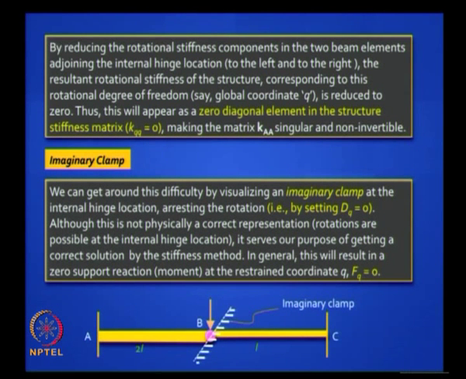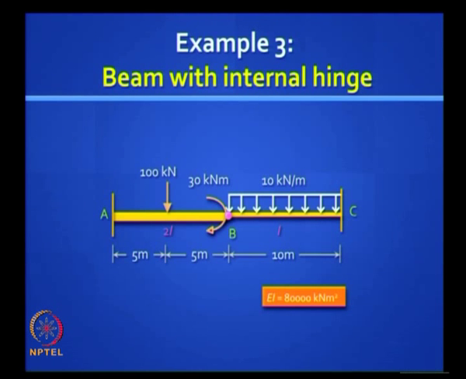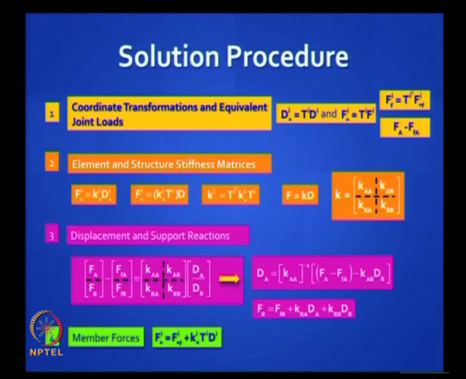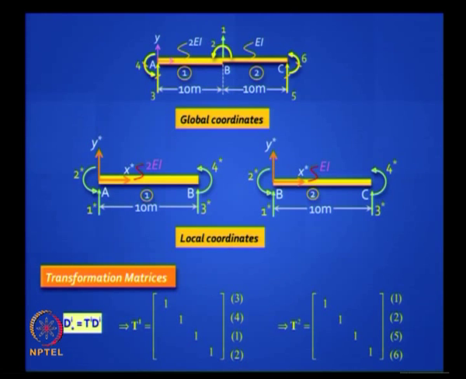So we will demonstrate this with one problem. Let us look at this problem quickly. We have done this problem earlier, now we just have an internal hinge there. The procedure is similar. Remember we did this earlier, I have just reproduced what we did earlier. The only change we now need to make is that coordinate 2 has to be restrained, so put a slash on that.